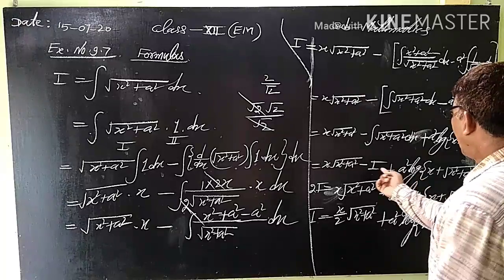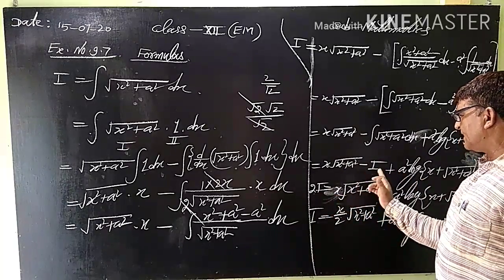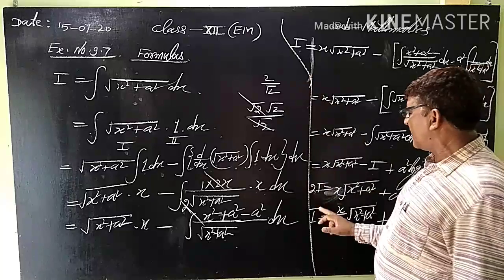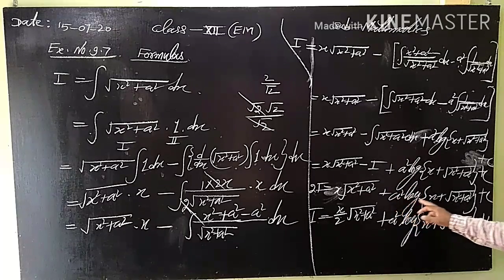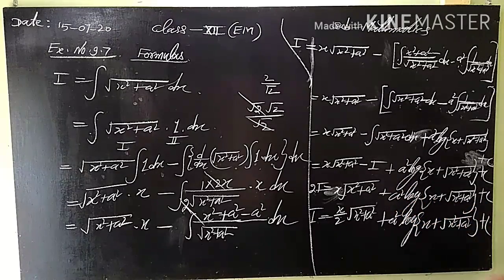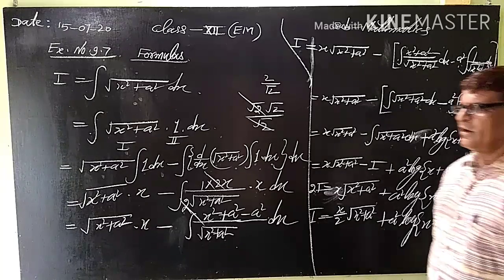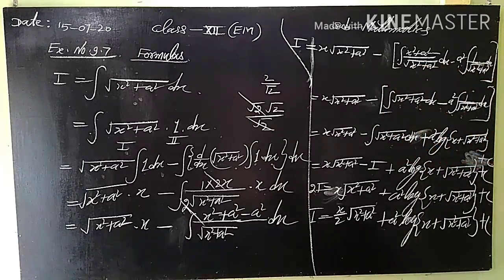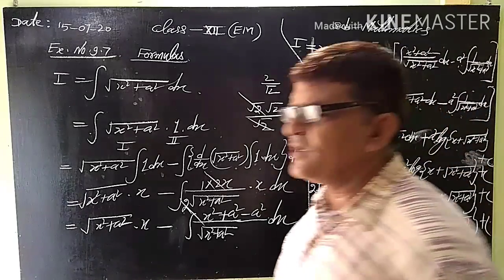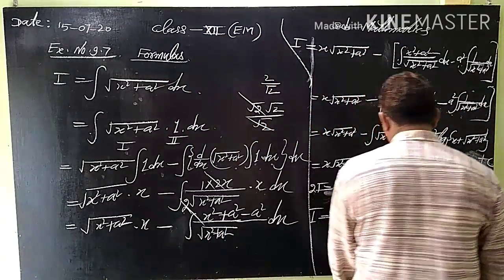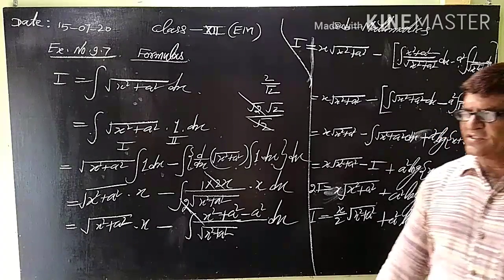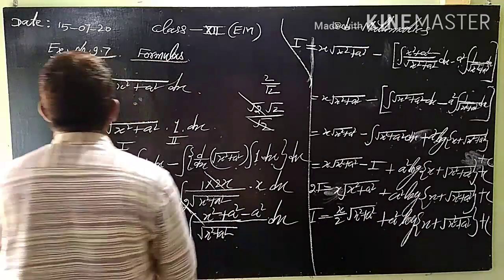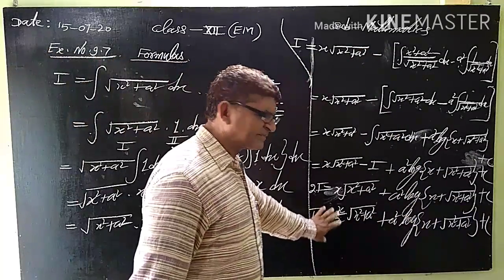That is why it can be written as I, because it is equal to I. And when it is transferred to the left hand side, it becomes I plus I, that is 2I. And 2I is equal to x under root x square plus a square, log x plus under root x square plus a square, plus c. And if we divide both sides of the equation by 2, we find this. And this is your standard formula which can be put instead of this.